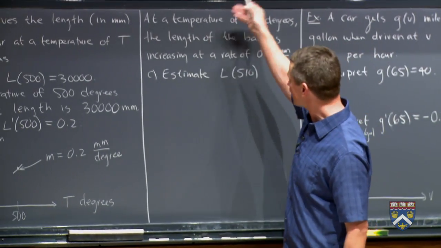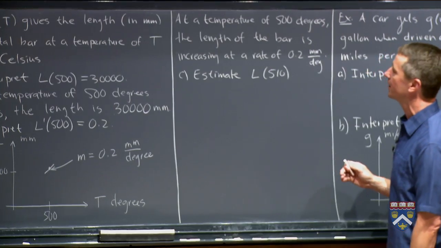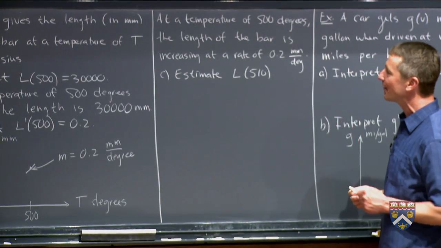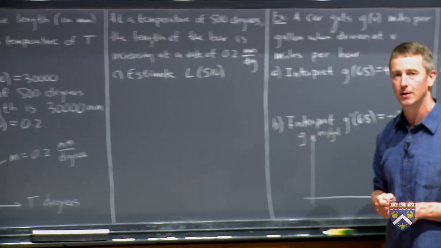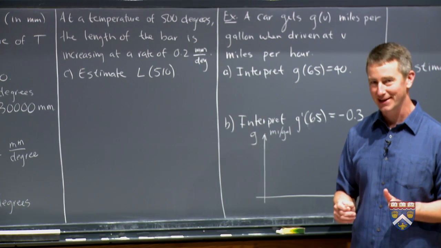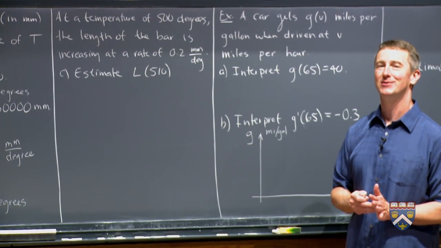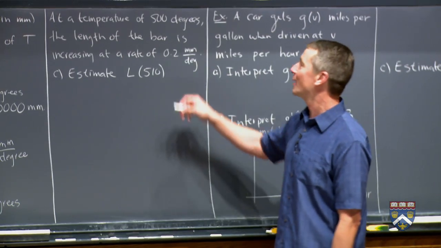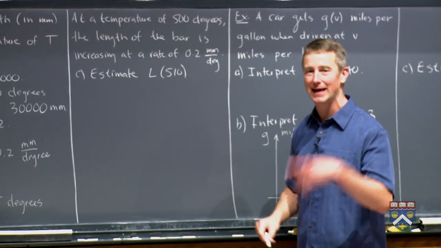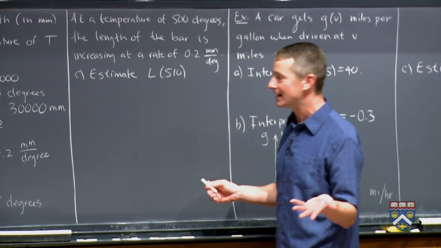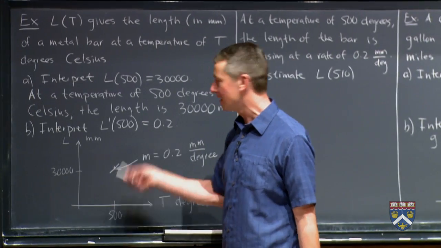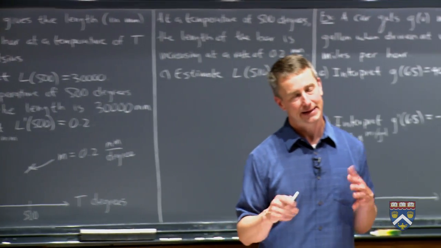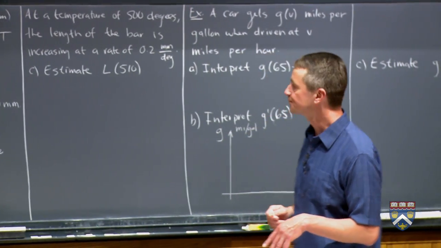All we can say is at this particular temperature of 500, the length is increasing at that moment at a rate of 0.2 millimeters per degree. So please, on an exam, do not cost yourself points unnecessarily by saying something like that for every increase of 1 degree, we gain 0.2 millimeters. Because then it sounds like you think the function is linear, and you're missing the whole idea about it being an instantaneous rate of change.